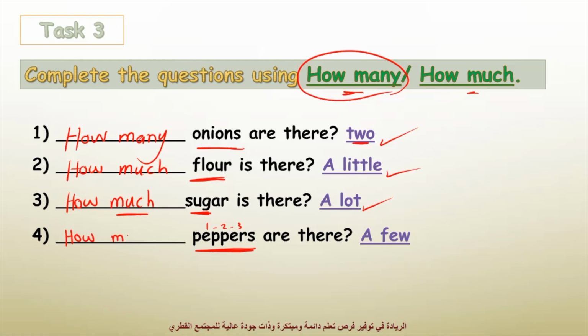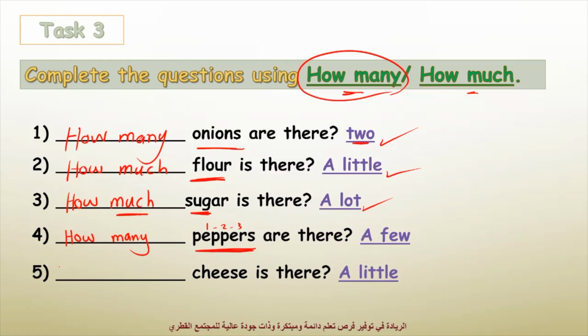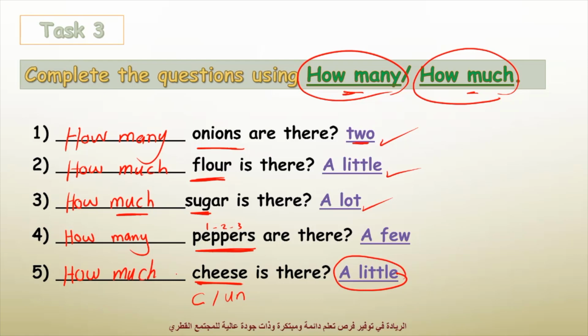And it's a countable noun. Number 5, the last one. Cheese is there. The answer is a little. So I have to ask, is cheese a countable or uncountable noun? It's an uncountable noun. So I'm going to use how much. So the question will be how much cheese is there? Because the cheese is an uncountable noun.